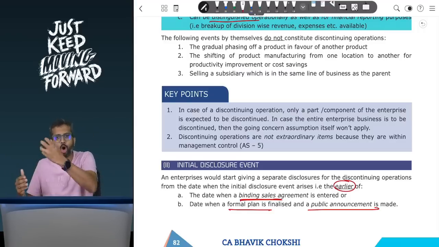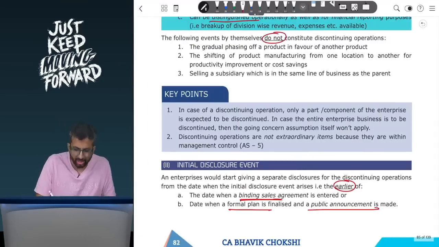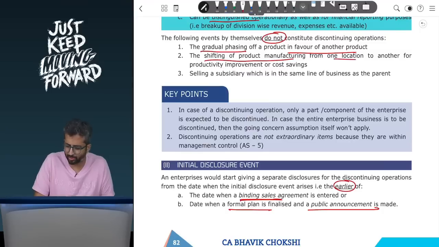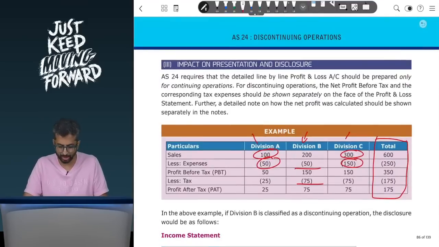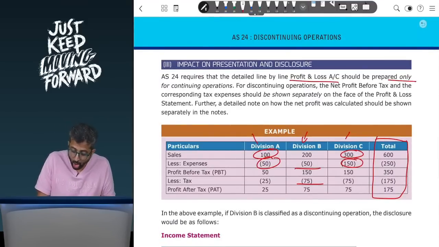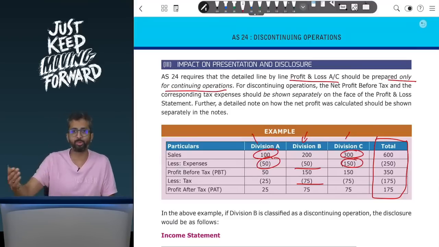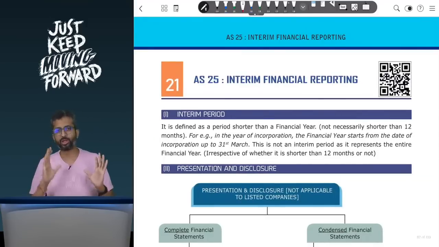Gradually phasing off of one, let's say, old product line and making a new product line is not called a discontinued operation. So that is what usually comes in the exam. Gradual phasing off of a product or shifting of a product manufacturing from one location to another is not really treated as a discontinuing operation. Impact on presentation: AS 24 requires that in the P&L I should show only continuing operations. Discontinuing operations, if any, whatever profit was earned during the period will have to be shown separately. Okay, that is AS 24, a small and cute standard.